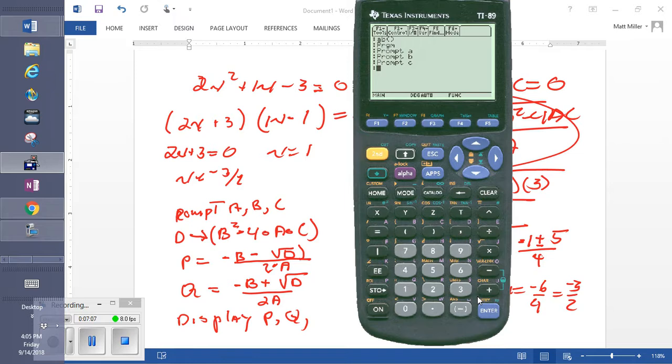Next, we want to assign the discriminant. I would just use my parentheses and assign alpha B, the quantity squared, minus 4 times alpha A times alpha B, close parenthesis, assign, that's the store key, to a variable D, to variable D.